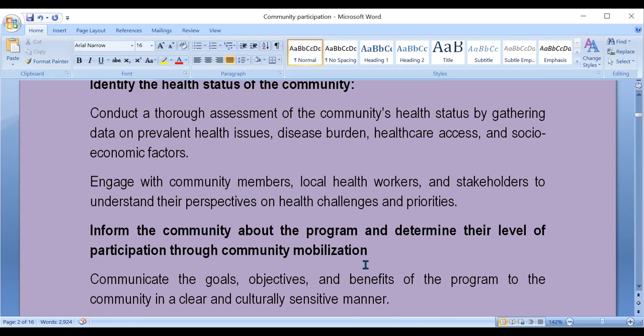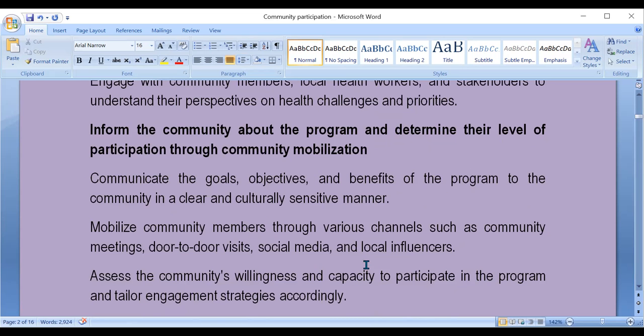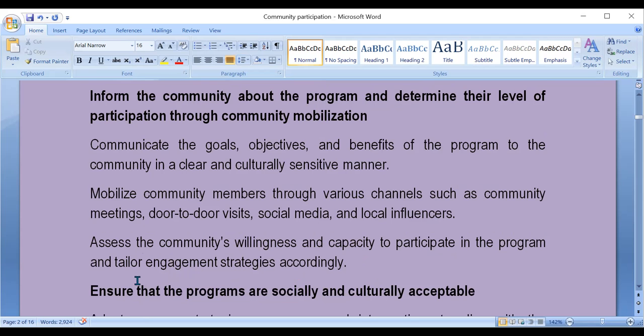So by the time you have come up with this, you have to mobilize the community through channels such as community meetings, that is mobilization through meetings, and door-to-door visits. You have to engage other hands to help you carry out door-to-door visits. And also use social media, like we explained, and also local influencers. Then by the time you are engaging in this, you now assess the willingness of the community and the capacity they have to participate in the program. And now you tailor engagement strategies accordingly.